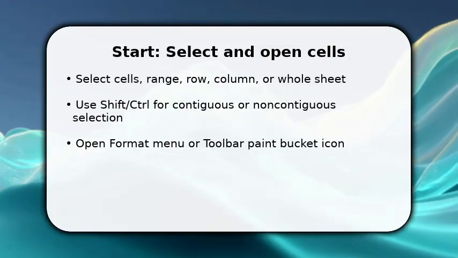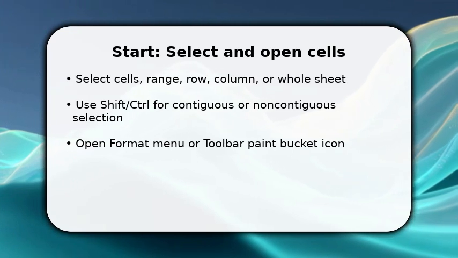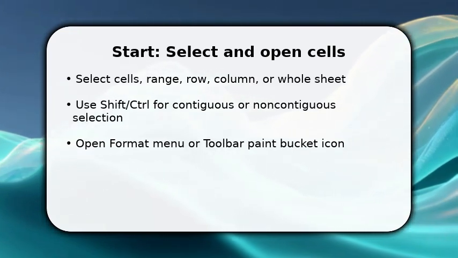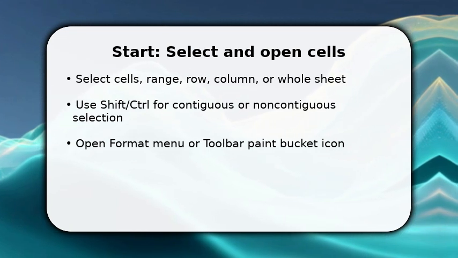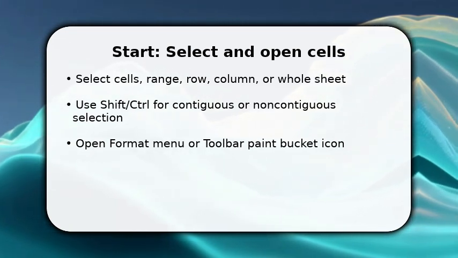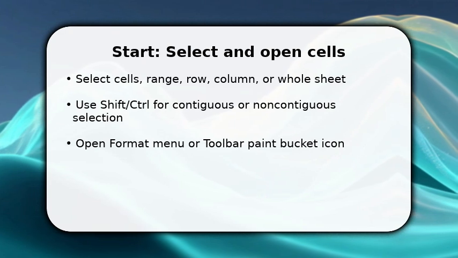You start by selecting the exact cells you want to recolor. This is crucial because formatting applies only to the selection. Once done, use the Format menu or the toolbar Paint bucket to access fill color and text color controls.